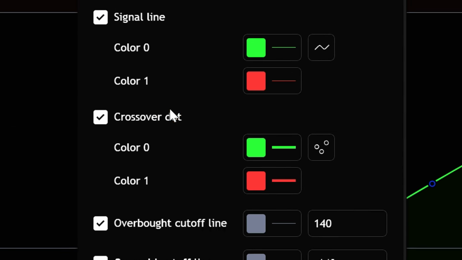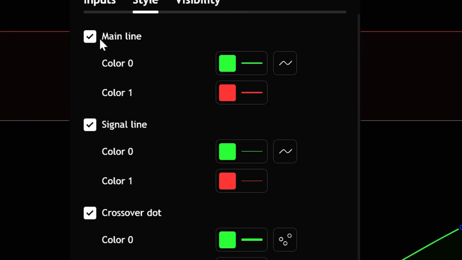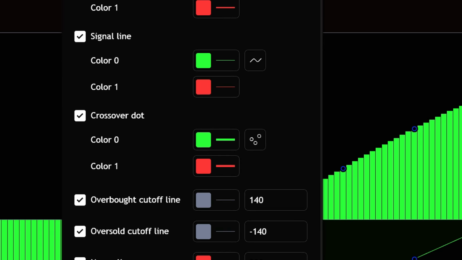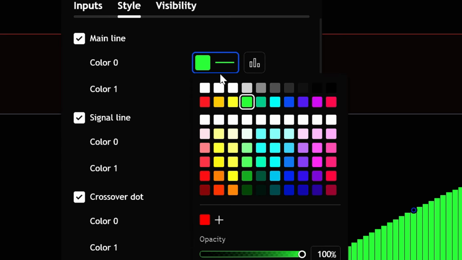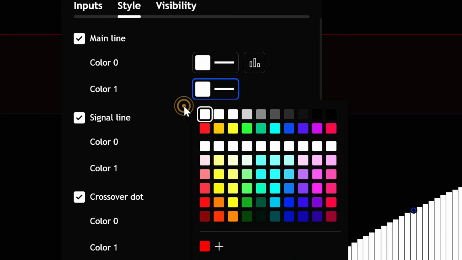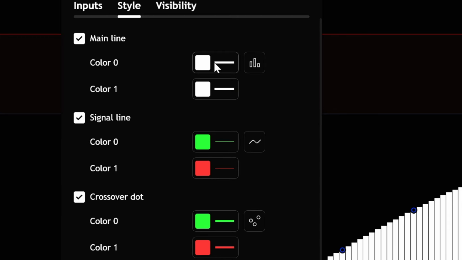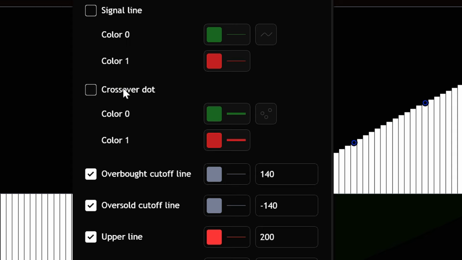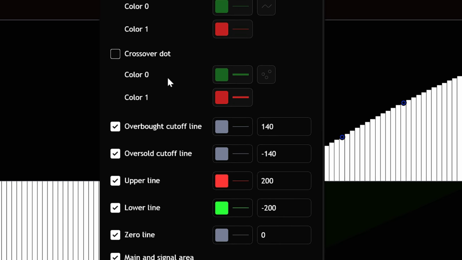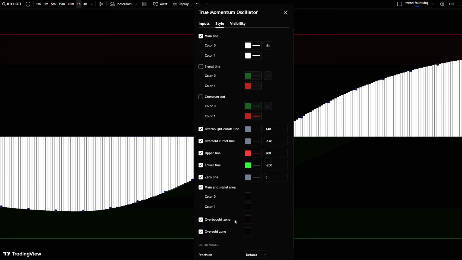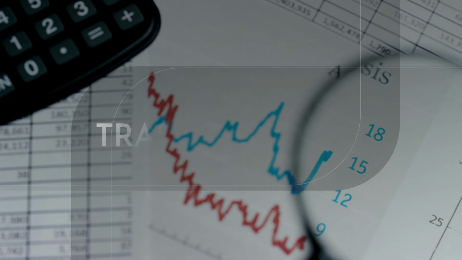Now the fun part, we need a histogram. So head over to the style section, set the main line to columns, and make both colors match. And turn off the signal line and the crossover options. Don't need those here. We're just using this to see the trend and filter out bad signals. The histogram is gonna be your best friend for knowing when to wait and when to trade. Alright, let's get into action.